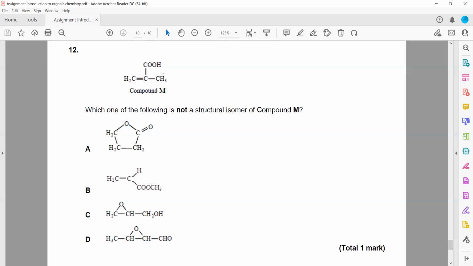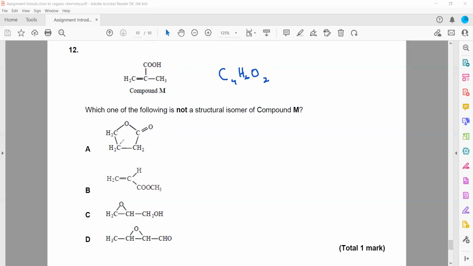Like 1, 2, 3, 4 carbons are there, so C4. How many hydrogens are there? 1, 3, 4, 5, 6. So 6. And how many oxygens are there? 2 oxygens. So C4, H6 and O2.